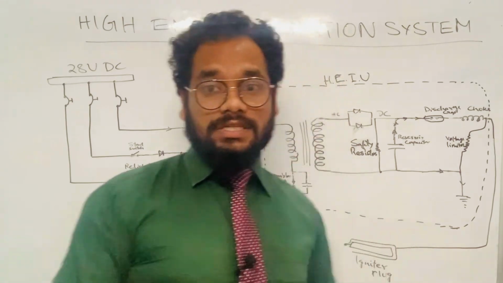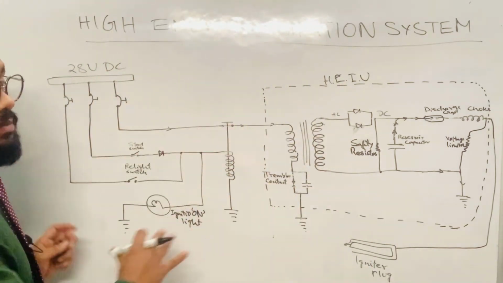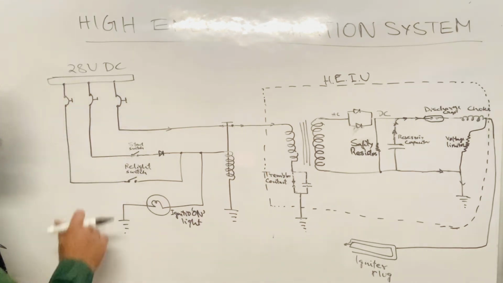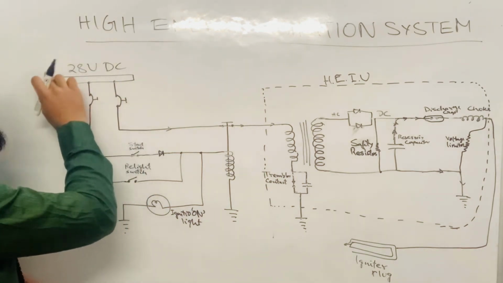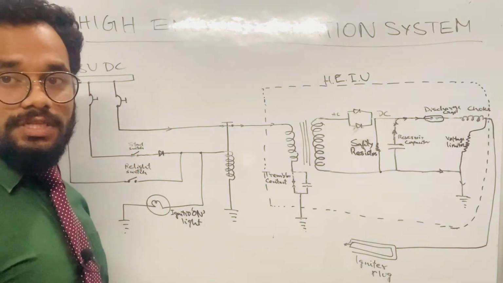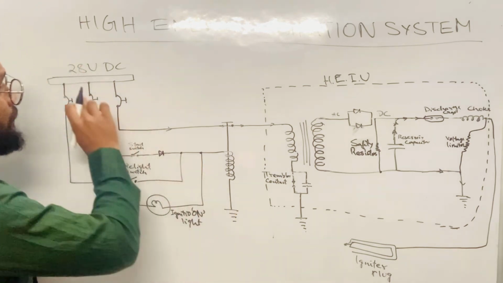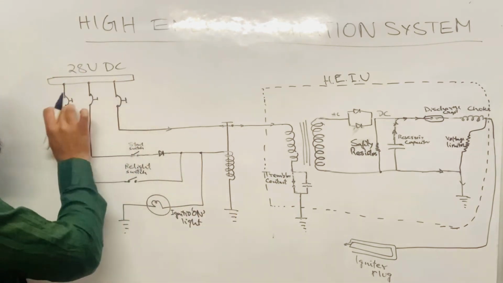And after that we have discussed the operation of the high energy ignition system by means of this schematic. How does it operate? Let's discuss. Suppose this is the main bus bar, okay, which is powered by 28 volt DC. So I have used the DC system for explanation. I'll explain the AC system in my other session. Okay, so from the main bus bars, these are the CBs which are closed.